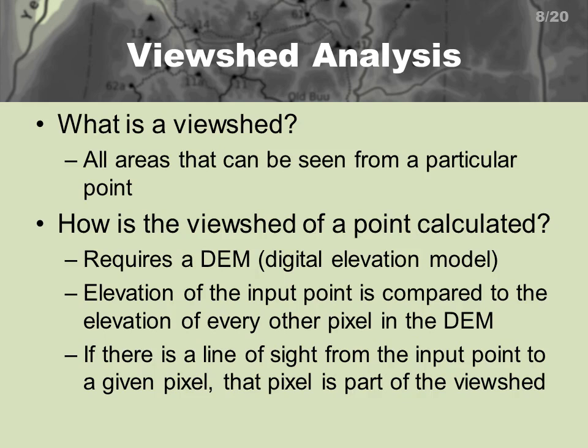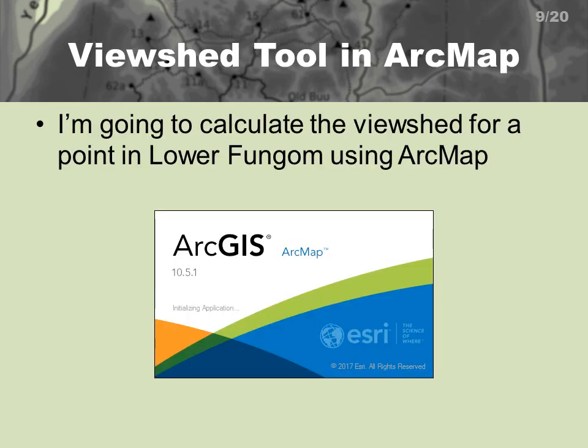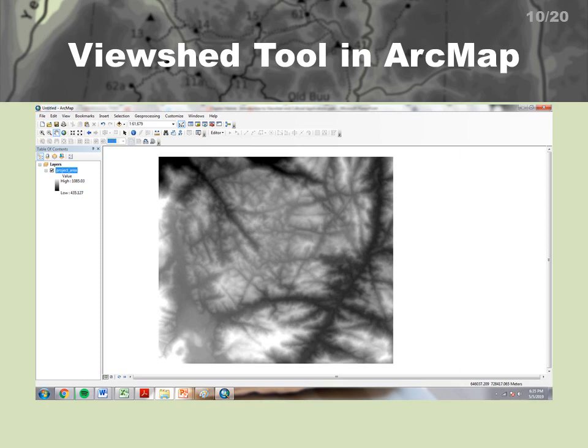As an example, I'll calculate a viewshed for a point in the Lower Fungom region using ArcMap. Here's the ArcMap loading screen. Now that ArcMap is open, I've loaded a digital elevation model of the Lower Fungom region. Shades closer to black represent lower elevation, and shades closer to white represent higher elevation.